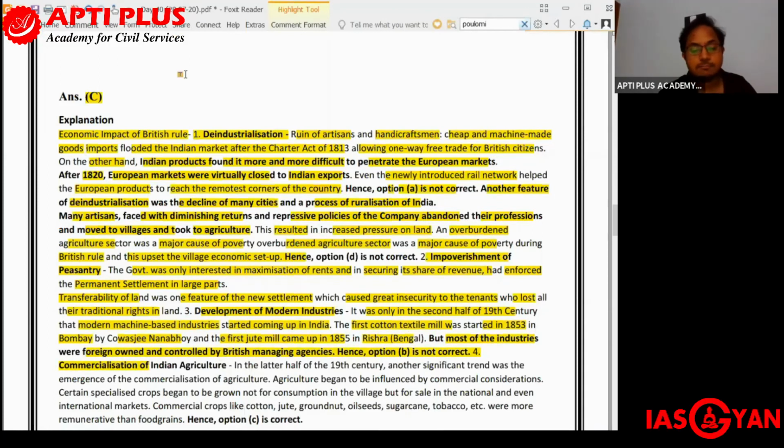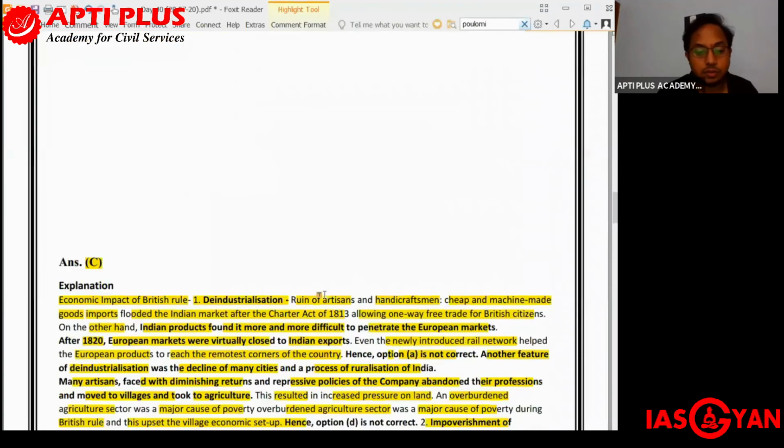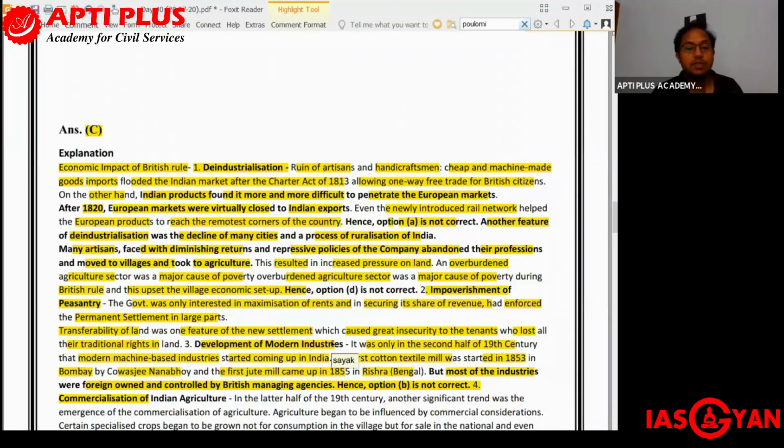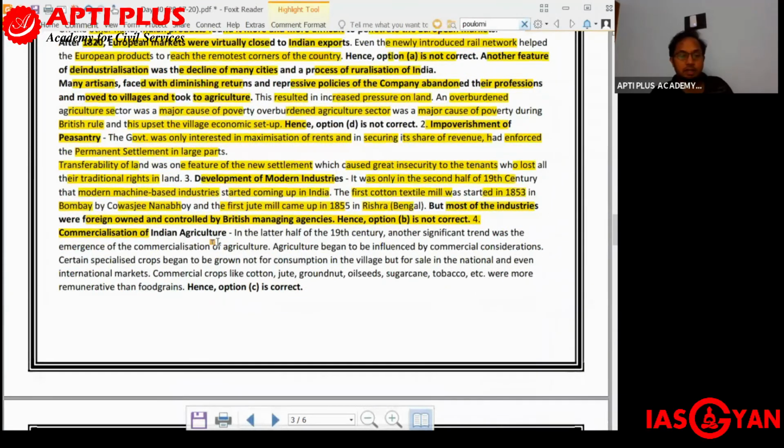So over here, the statement about growth in the number of Indian owned factories is to some extent incorrect, because we get to see most of the industries were foreign owned and controlled by British managing agencies. Okay. The last one, commercialization of Indian agriculture.